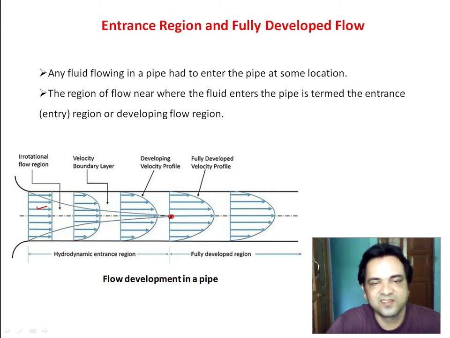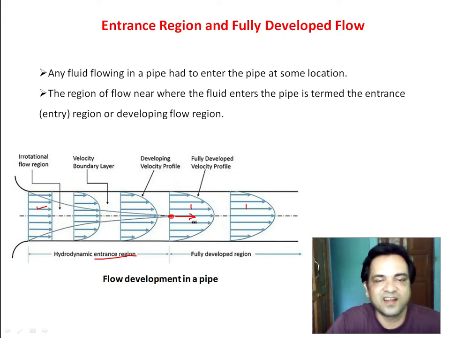But after a certain length, from the entrance to this position, the velocity profile development takes place. After this point, along the direction of the flow, the velocity profile does not change. This is the velocity profile after this point. So this is velocity profile 1, and this is also the same velocity profile. So there is no change of the velocity profile along the axial direction. The region up to which the velocity profile changes is known as the entrance region. Velocity profile changes mean the acceleration effect is predominant in the entrance region.